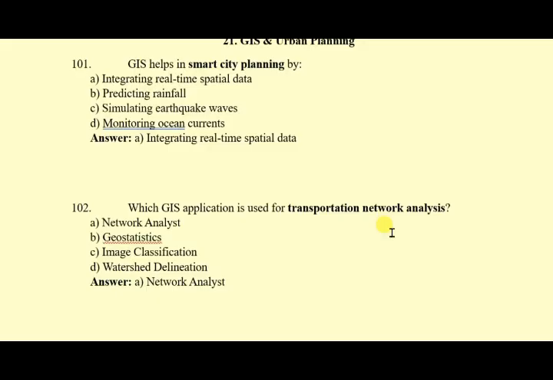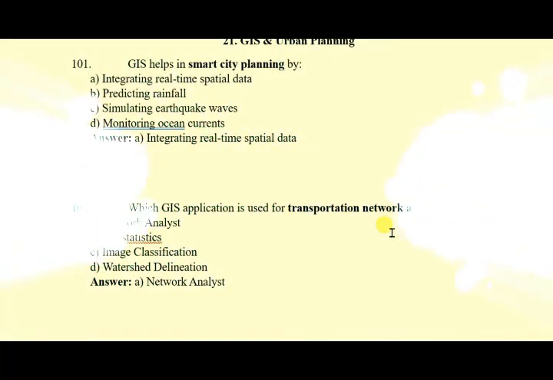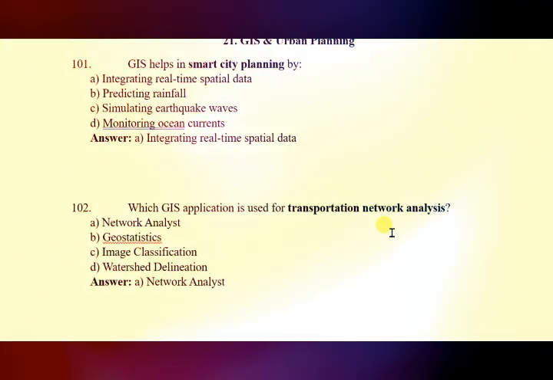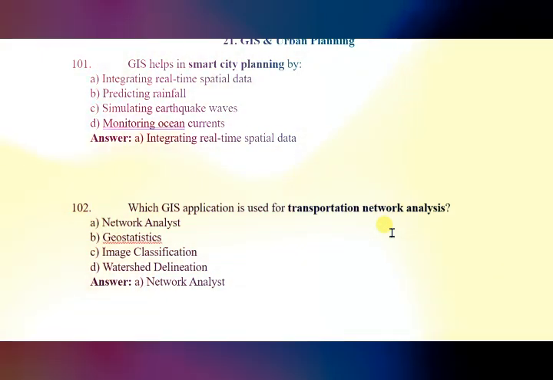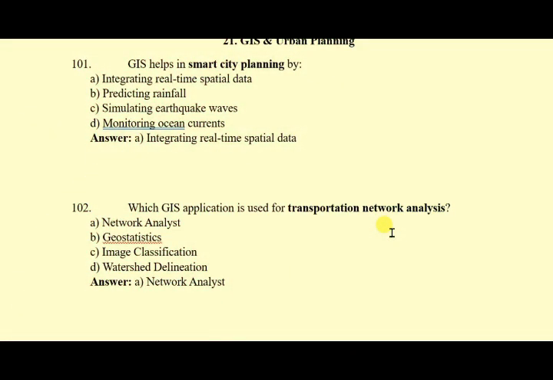Question number 101. GIS helps in smart city planning by integrating real-time spatial data, predicting rainfall, simulating earthquake waves, monitoring ocean currents. The right answer is integrating real-time spatial data.